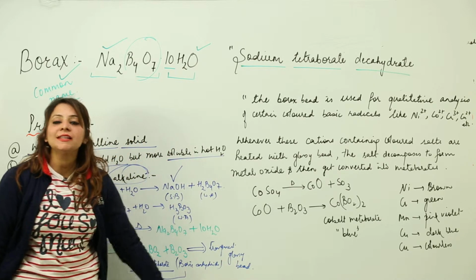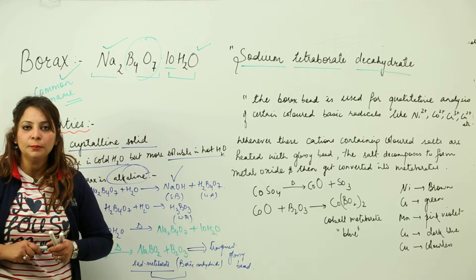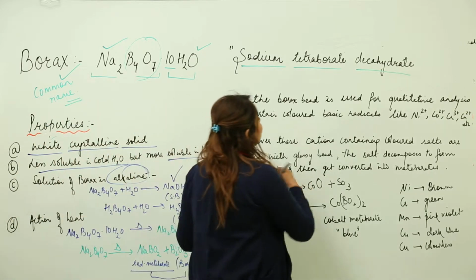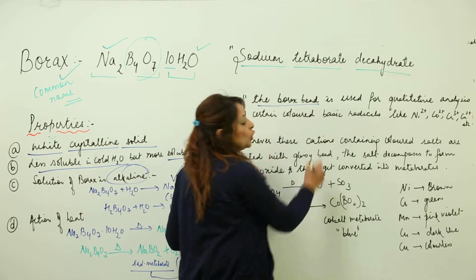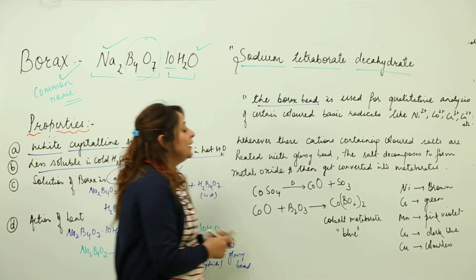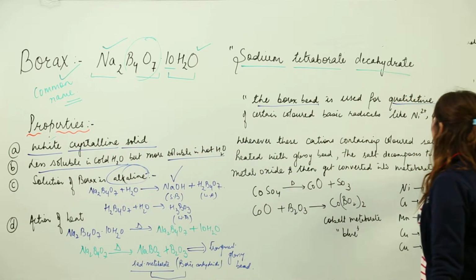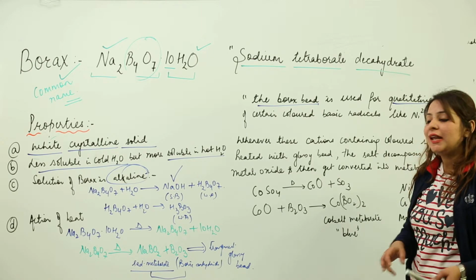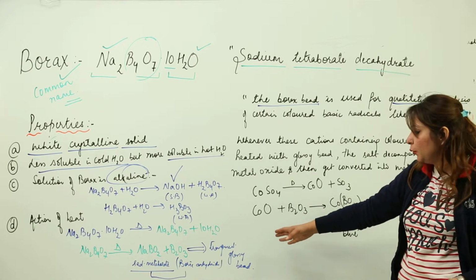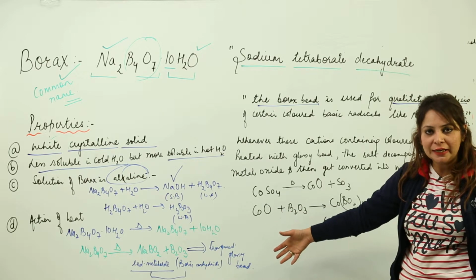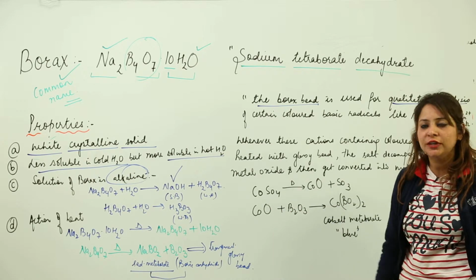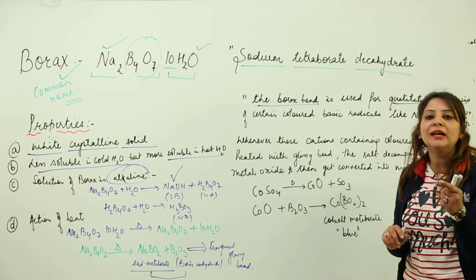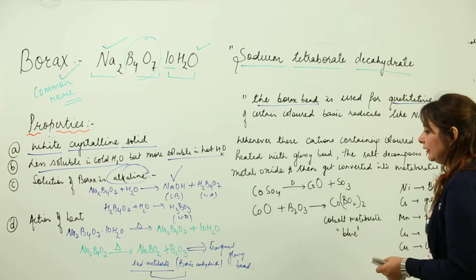And you know that this glassy bead actually serves a very important purpose. This glassy bead, which is also called borax bead, is used in qualitative analysis. Whenever you need to detect certain cations, we can use this borax bead, or you can say a transparent glassy bead, in order to detect the presence of the ion.